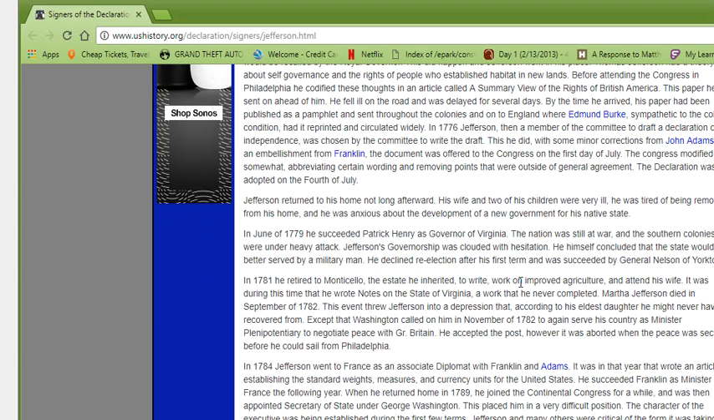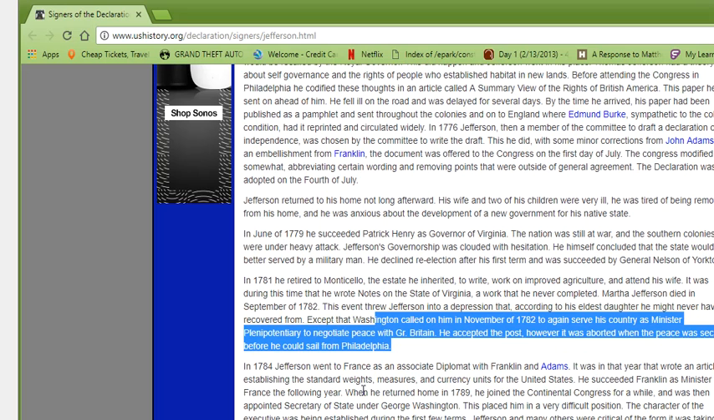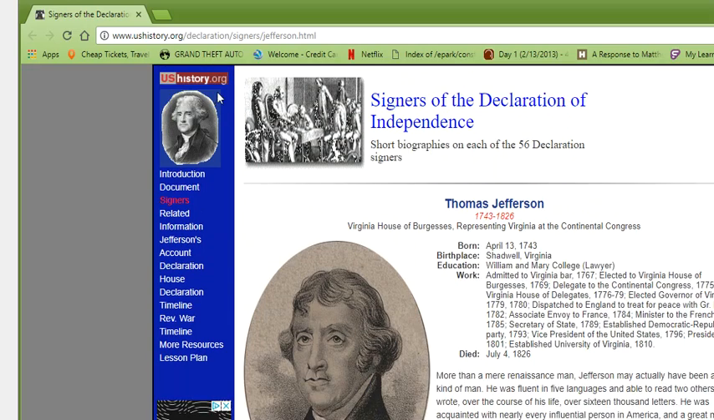So there's a couple issues, and like in this one, it says Washington called on him in 1782 to again serve his country as minister plenipotentiary to negotiate peace with Great Britain. That actually did not fall to Jefferson. So even there, that's an issue right off the bat. So be careful with things like this.